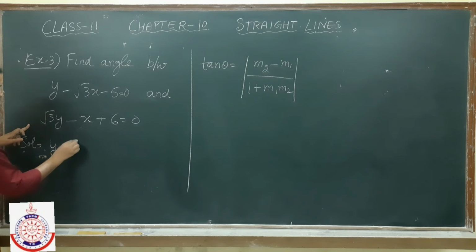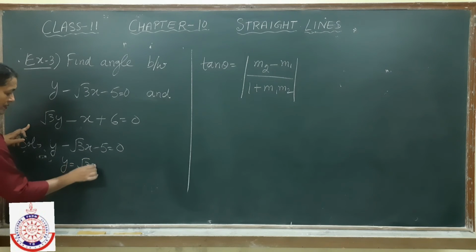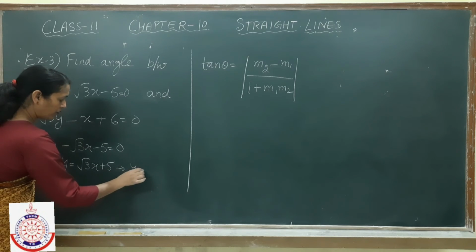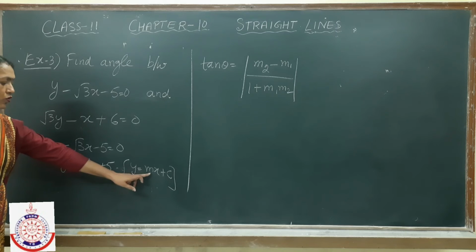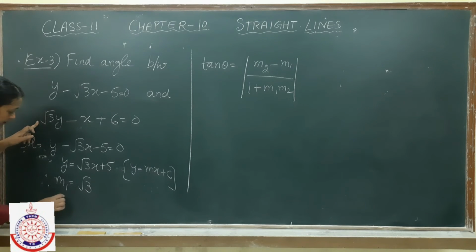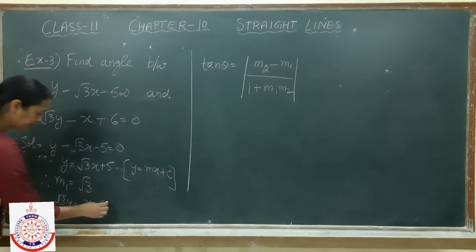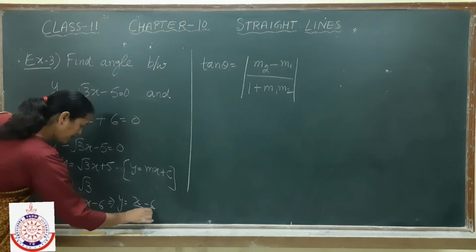In order to find the slope, we write y minus root 3x minus 5 is equal to 0, so y equals root 3x plus 5. If you compare it with y equals mx plus c, what will be the value of slope? Slope m will be root 3. Therefore m1 comes out to be root 3. Now from the second equation, root 3y is equal to x minus 6. This root 3 will come in the denominator. So y is equal to x upon root 3 minus 6 upon root 3.